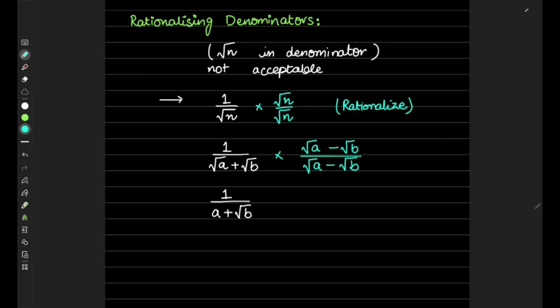If you have one surd and one non-surd, it's the same. You just have to multiply with the opposite sign in between for the whole expression in the denominator. So it will be a minus root b over a minus root b. This is how surds are rationalized if you have a surd in the denominator. So let's take some examples.